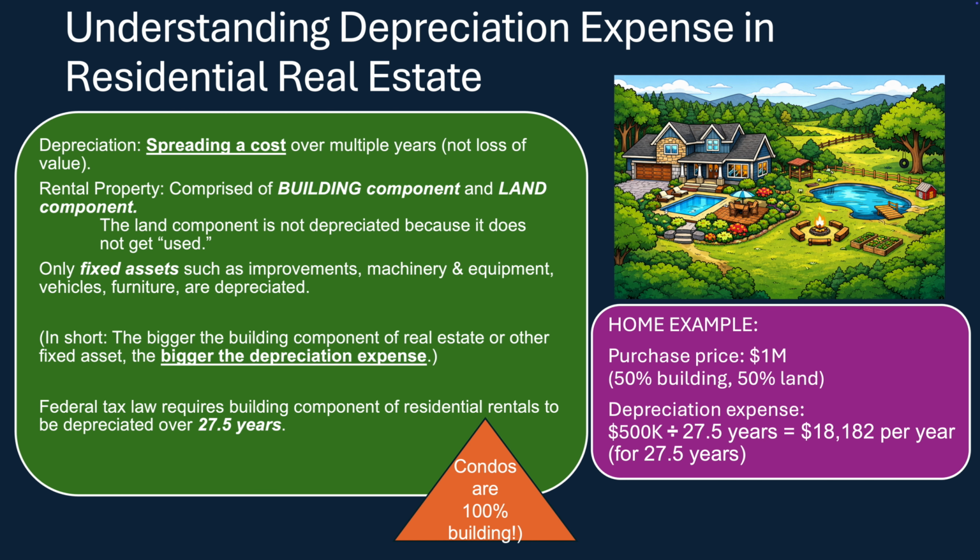In my example, you buy a property for $1 million. Let's say 50% of it is building, 50% of it is land. The land is not depreciated, so there's no deduction for it. But the building, you would expense over 27.5 years. And that would give you a deduction of $18,182. You take that deduction every year for 27.5 years, assuming you're renting it out for the 27.5 years, or until obviously you sell the property.